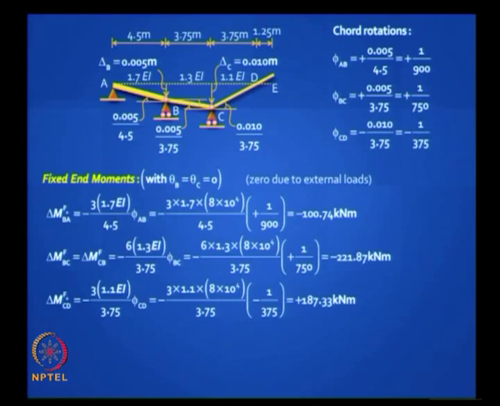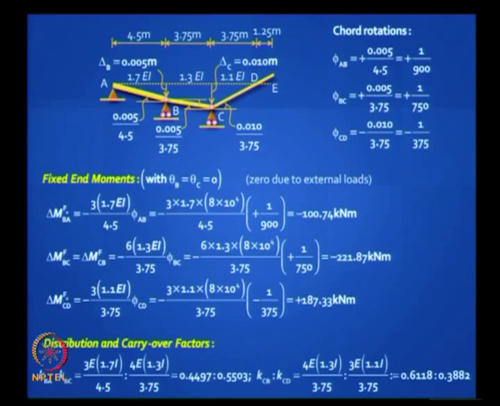Up to this step we have done in the last class. What do we do next? Distribution factors, carryover factors. Shall we do that? You have to find out distribution factors at B and C. Take B. It is 3EI by L, and the I's are different for the 3 elements, and 4EI by L for the middle element, right?